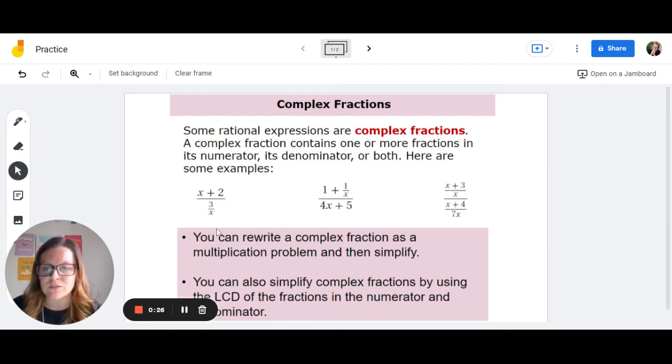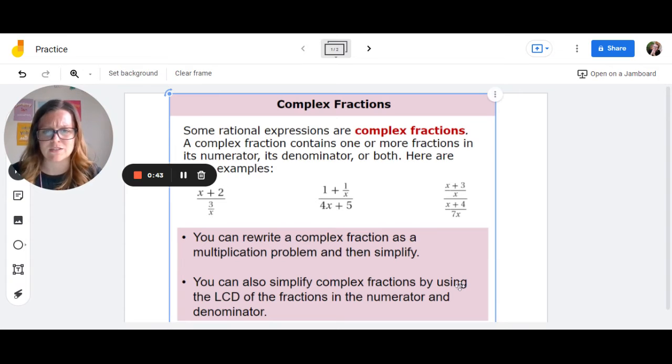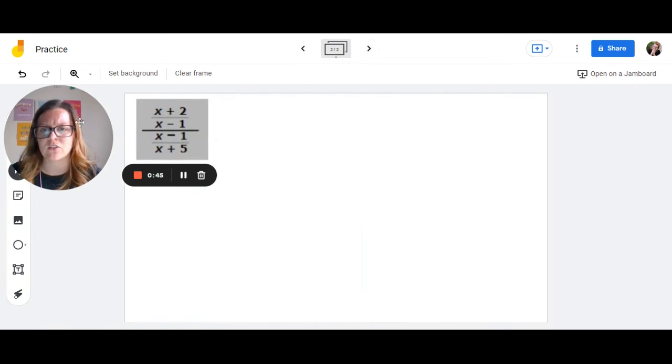both. So when we are doing these, I want you guys to rewrite the complex fraction as a multiplication problem. So remember, keep, change, flip. And then if you see something that you can simplify using the least common denominator of the fractions in the numerator and in the denominator, go ahead and cancel it out. I'll talk about what that means in a second. Okay, let's just go ahead and look at an example.